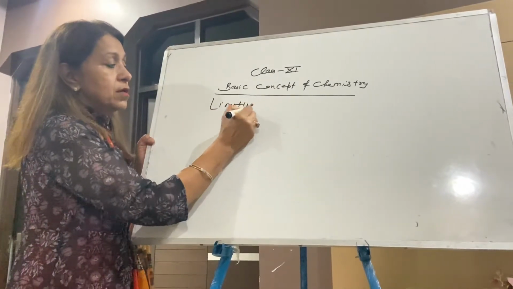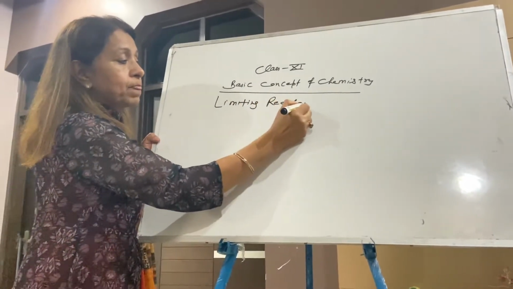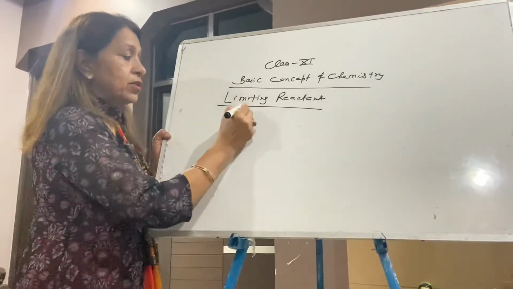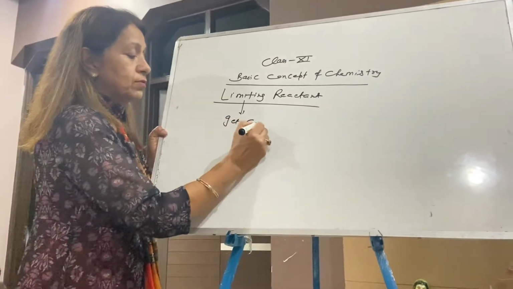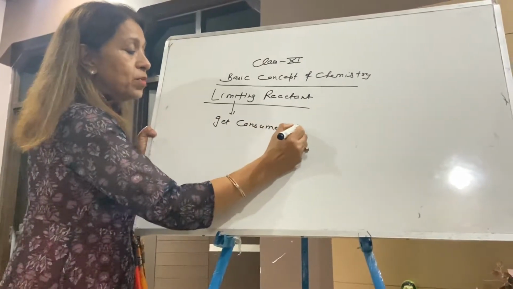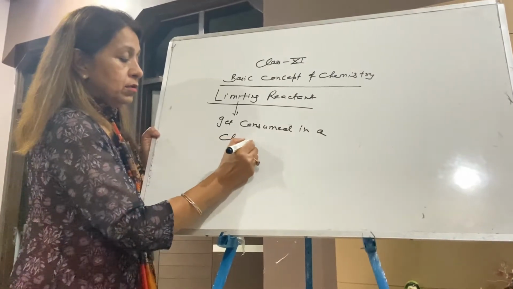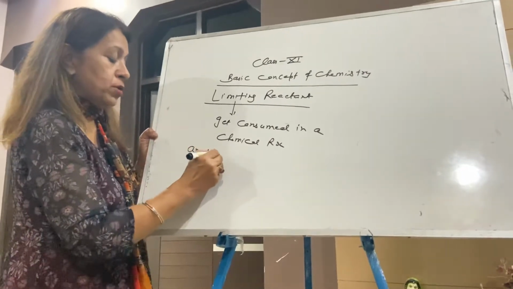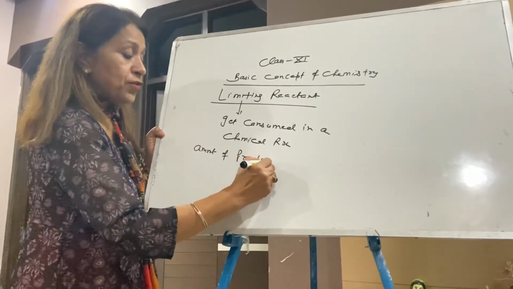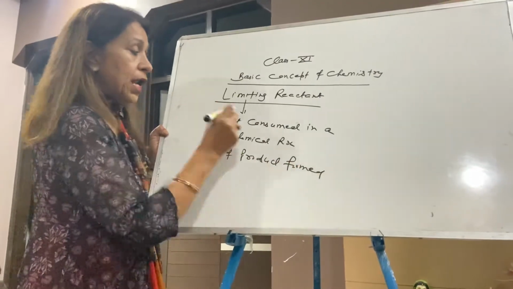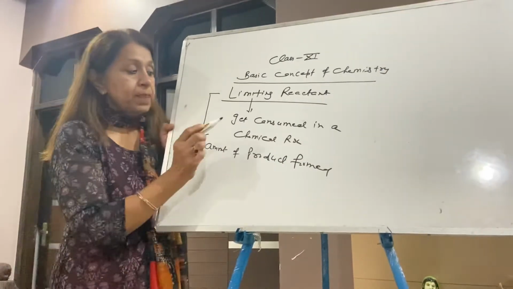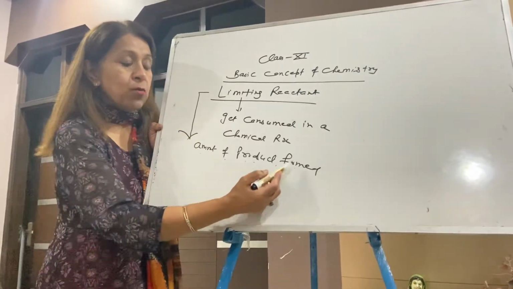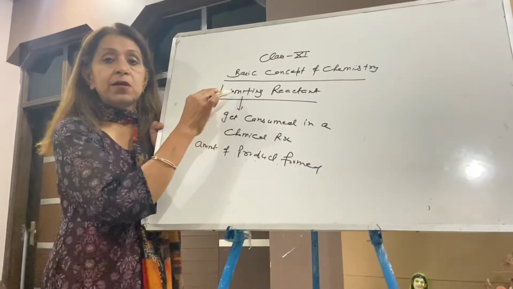Today's topic is limiting reactant. This topic has only numericals. So write down what a limiting reactant is. The reactant which gets consumed in a chemical reaction. Remember, the amount of product formed is always decided by the limiting reactant. The limiting reactant gets consumed in a reaction, and how much product is formed is decided by the limiting reactant.